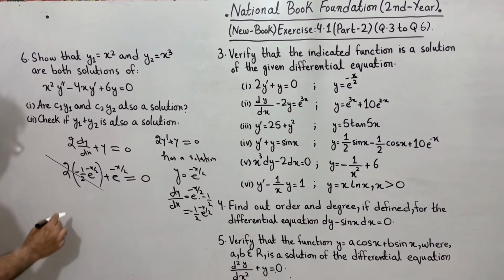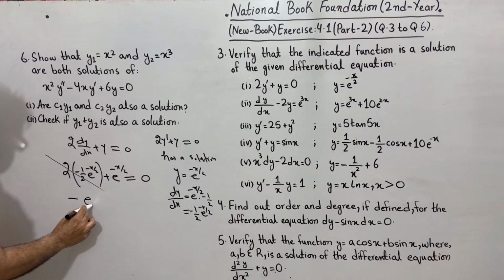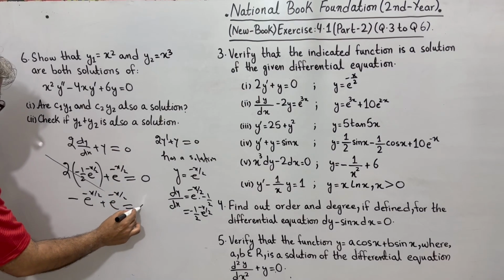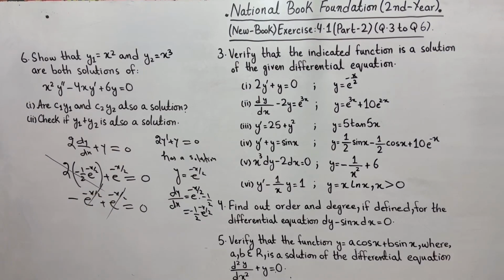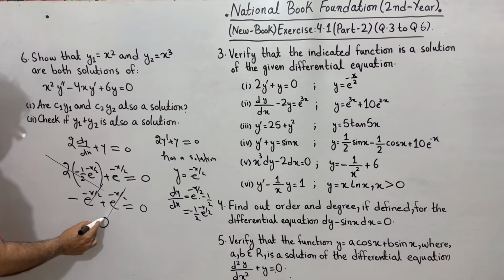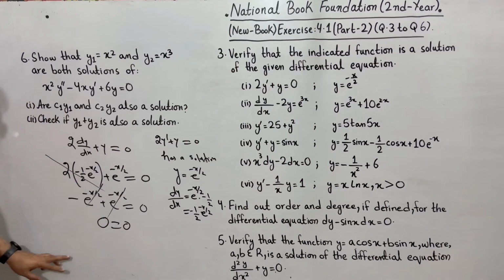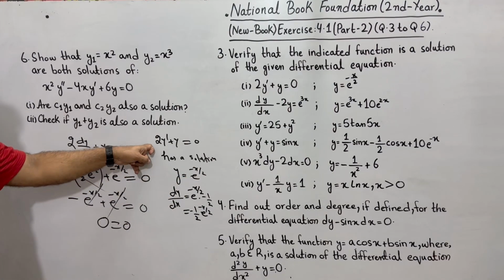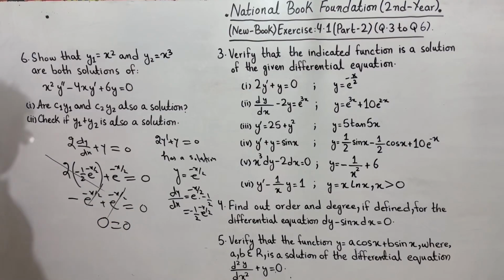The 2 cancels out. What remains? Minus e^(-x/2) plus e^(-x/2). Both terms are identical but differ in sign. It's negative, it's positive, they cancel out. 0 is equal to 0. Yes, this y = e^(-x/2) is a solution of this one. Verified, proved.